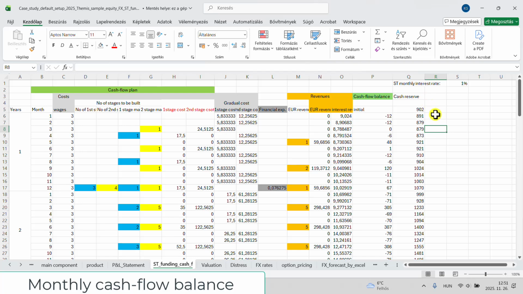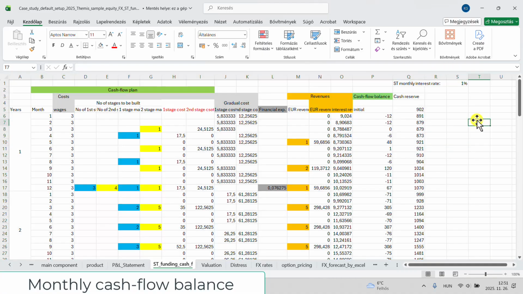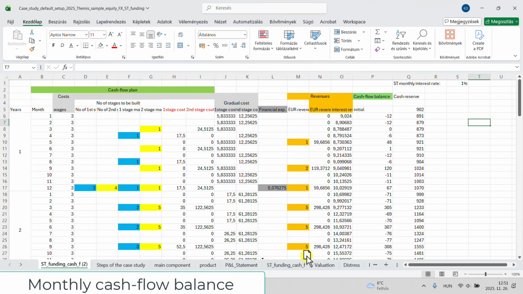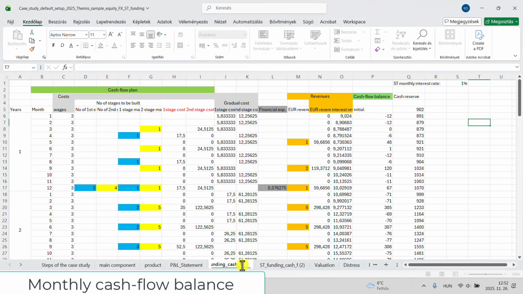And now we have the cash flow plan in euros. Obviously, if we have to add US dollars to the game, then we have to complicate all this further. Why not? Before I mess up everything, let's create a secondary copy of this one. So this is short-term funding.